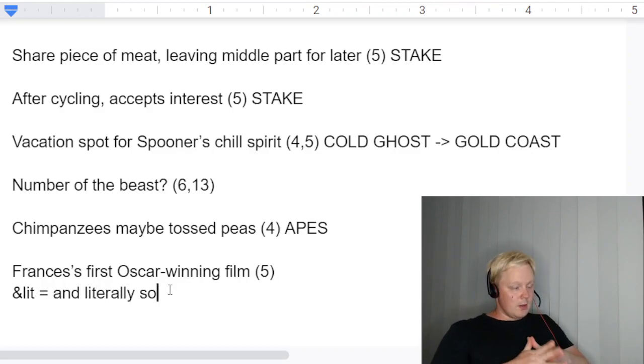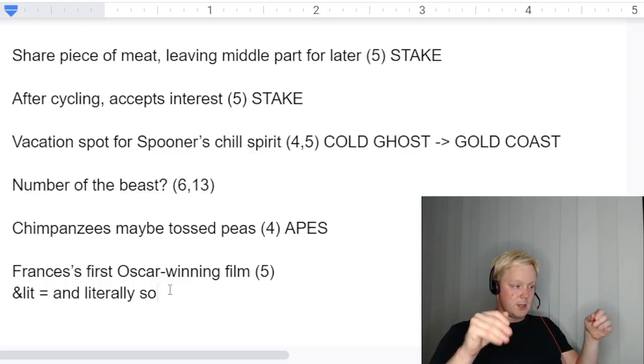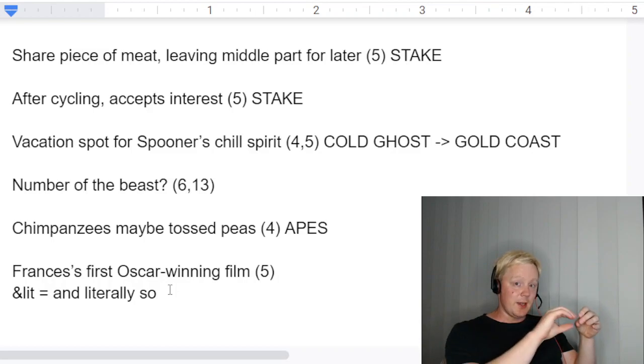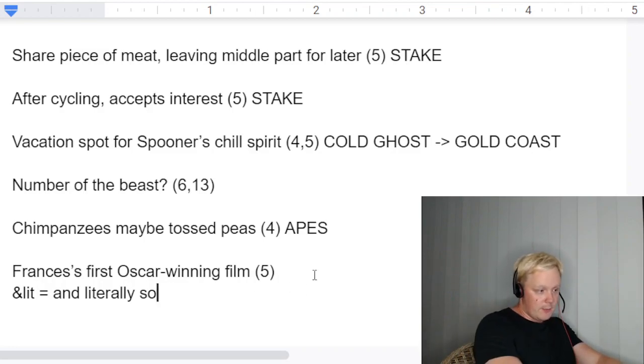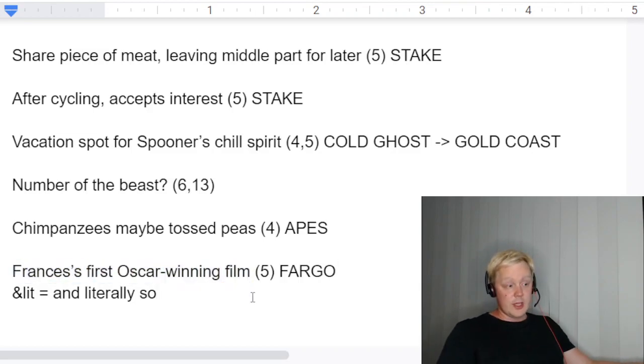So this is the clue type where the whole thing is the definition, and you have to read the whole thing again for the wordplay. So for example, here the answer is Fargo. And why is this the definition for Fargo? Well, Fargo is a film starring Frances McDormand, and it was her first Oscar-winning film, very simply.